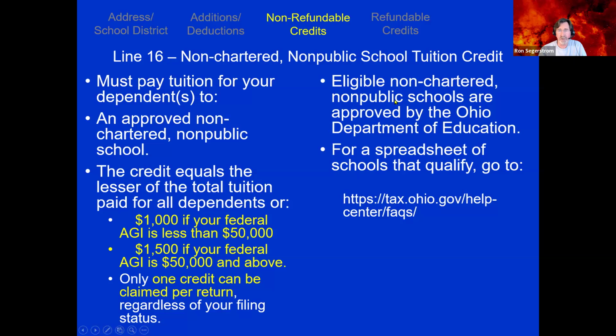Eligible non-chartered, non-public schools are approved by the Ohio Department of Education, and for a spreadsheet, you can go to tax.ohio.gov help center frequently asked questions, and there's a series of drop down things you can select to get that Excel spreadsheet of qualified eligible non-chartered, non-public schools.